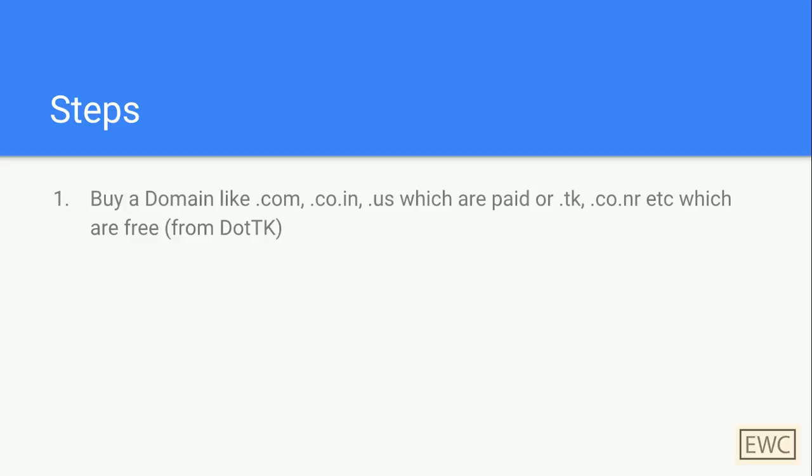So the first step in creating a website is to buy a domain, which will be like .com or .co.in or .us. Now these domains are paid domains. There are certain free domains also like .tk, .co.nr, etc. So we'll be using .tk to create our website for free.